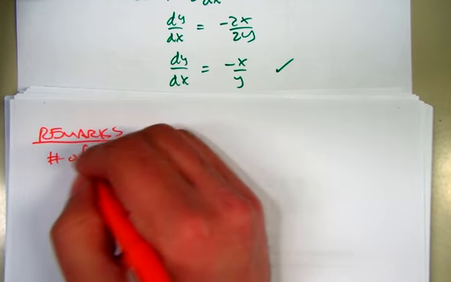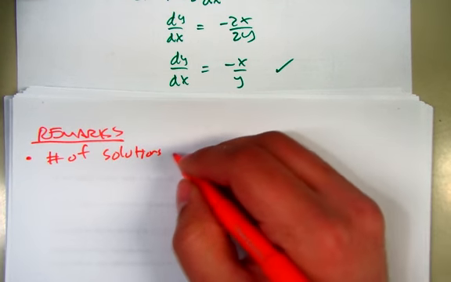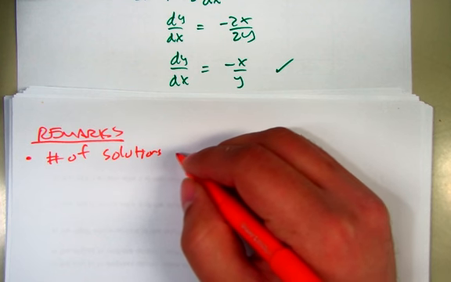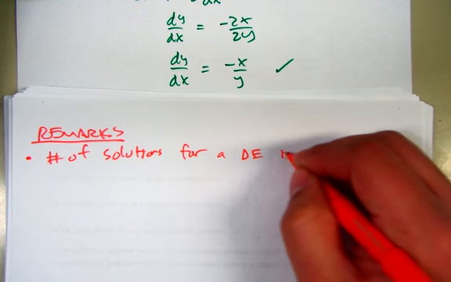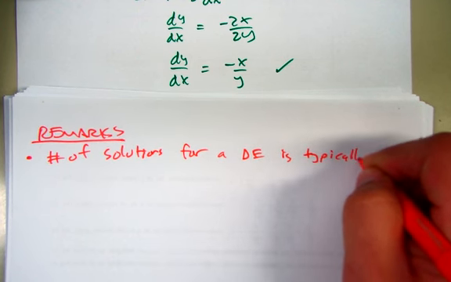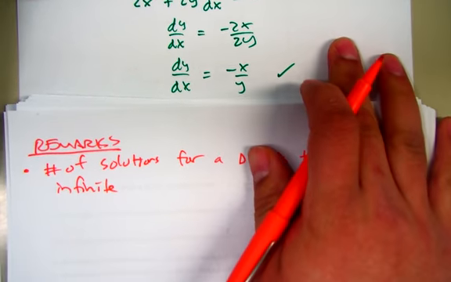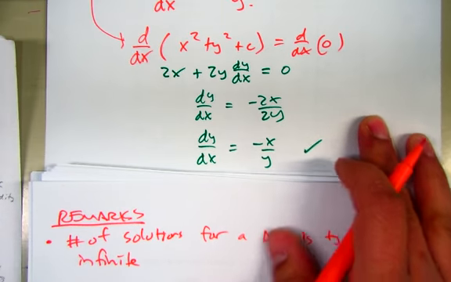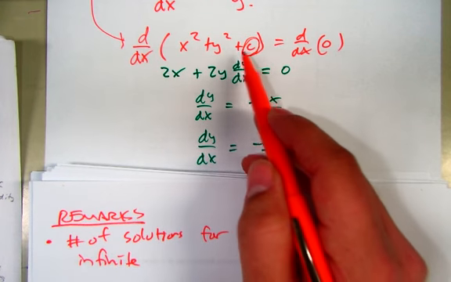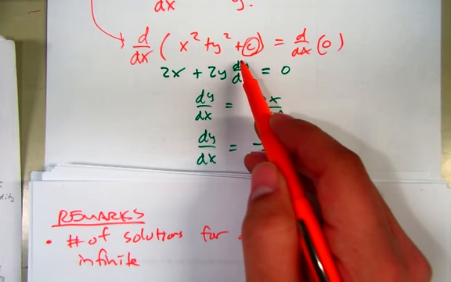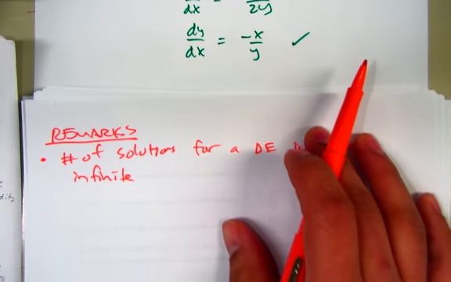The number of solutions for a differential equation is typically infinite. Here's an example of one. It's easy to see that if we have a parameter c in the equation, c can be really anything we want it to be, but it still satisfies the differential equation. Okay?